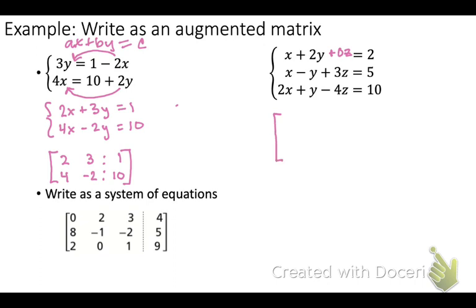So, what's my first number? 1, 2, 0, 0. And then 1, negative 1, 3, 5. And 2, 1, negative 4.